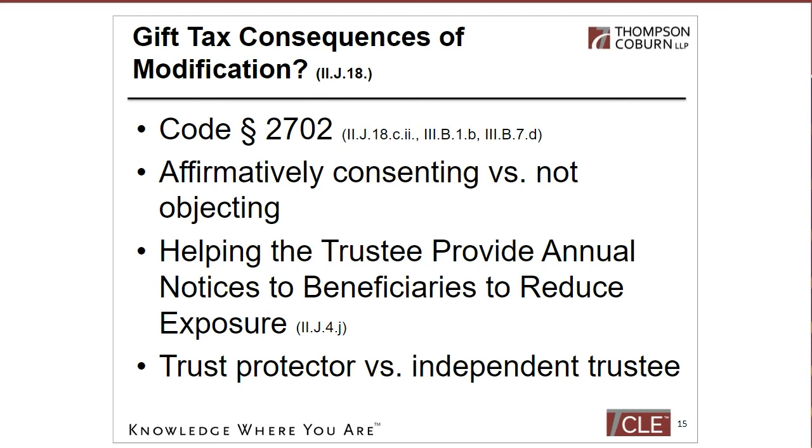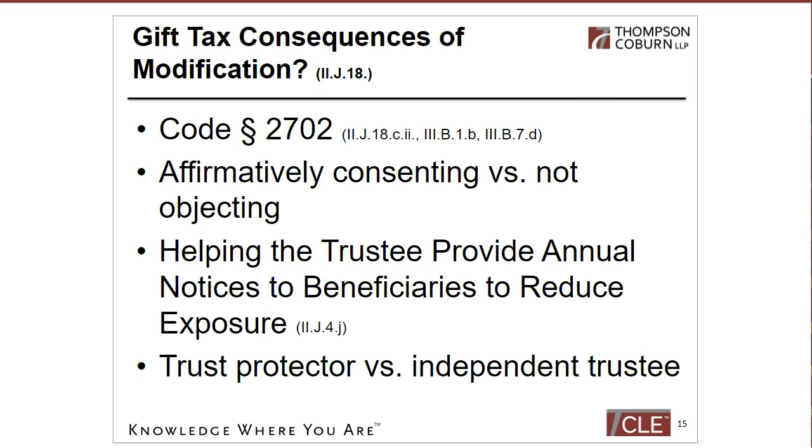And one of the things which I've done in some cases when I've done a decanting is I'll have the trustee do the decanting and give the notice, which under Missouri law and the Uniform Trust Code is 1 year, but it varies from state to state. But the trustee will give notice, and then that provides a time limit for the beneficiary to object.